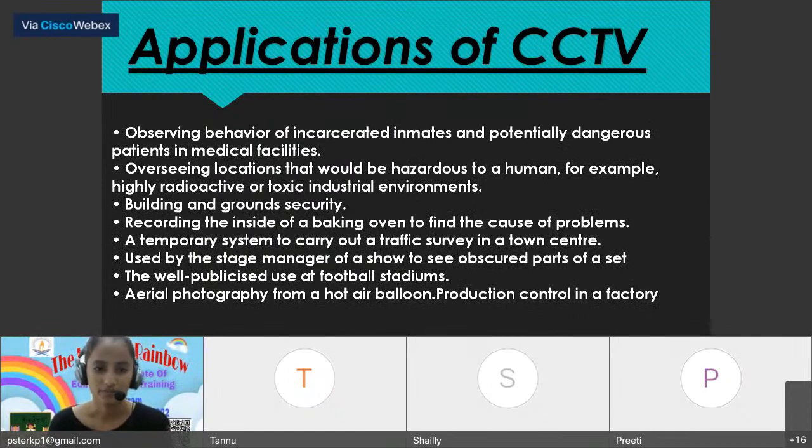Now, applications of CCTV. Observing behavior of incarcerated inmates. It means we use CCTV in prisons to keep a check on the prisoners and potentially dangerous patients in medical facilities. Overseeing locations that would be hazardous to a human, for example, highly radioactive or toxic industrial environments. Building and ground security. Recording the inside of a baking oven to find the cause of problems. A temporary system to carry out a traffic survey in a town center, used by the stage manager of a show to see obscured parts of a set. The well-publicized use in football stadiums, aerial photography for films, and control in a factory.